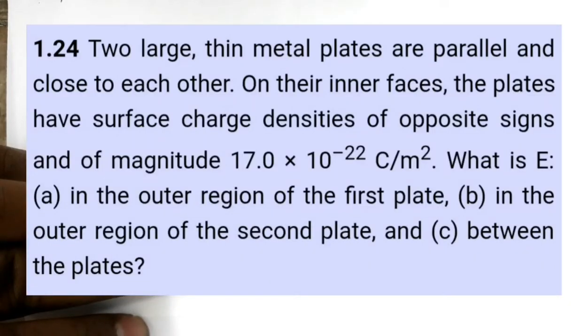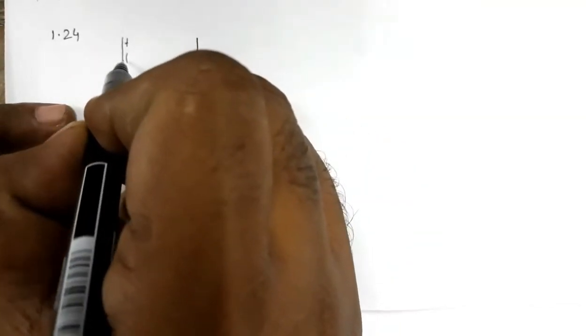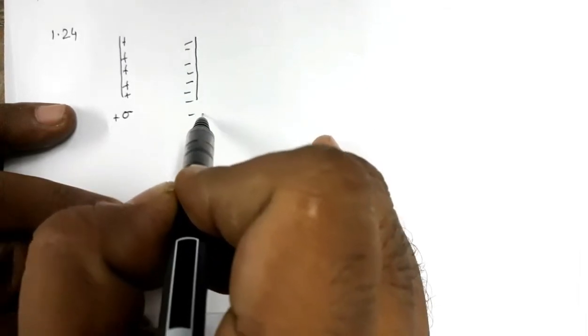Now question number 1.24 says that you have two large thin metal plates which are parallel and close to each other. On the inner faces, the plates have surface charge densities of opposite signs and of magnitude 17 into 10 power minus 22 coulomb per meter square. What is the electric field in the outer region of the first plate, in the outer region of the second plate, and in between the plates? So these are the two plates. This plate has positive surface charge density and this plate has negative surface charge density. So this is plus sigma and this is minus sigma.